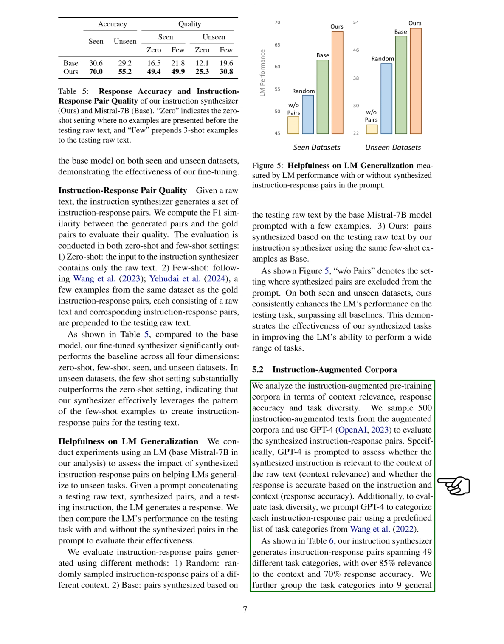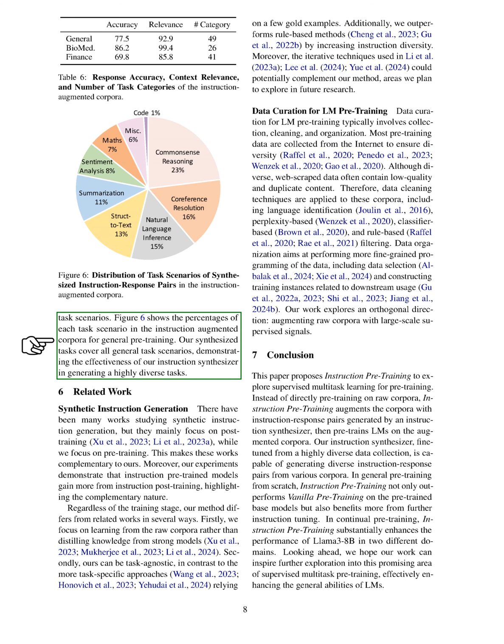Our instruction synthesizer generates pairs covering 49 task categories, with over 85% relevance to the context and 70% response accuracy. We group these task categories into 9 main task scenarios, showing the variety of tasks generated. The distribution of these task scenarios in the instruction augmented corpora for overall pre-training is illustrated in a figure. Our synthesized tasks span all task scenarios, indicating the effectiveness of our instruction synthesizer in creating diverse tasks.